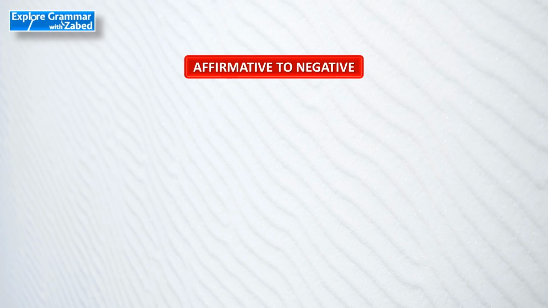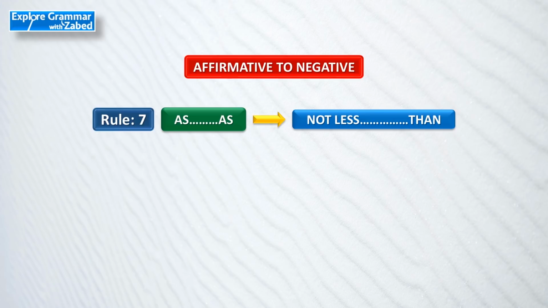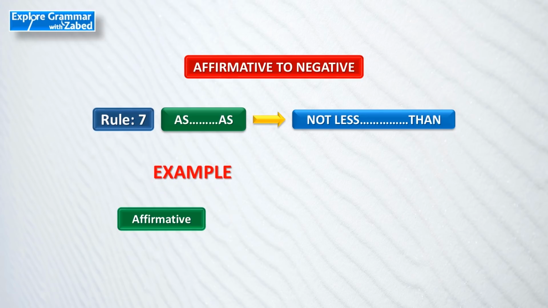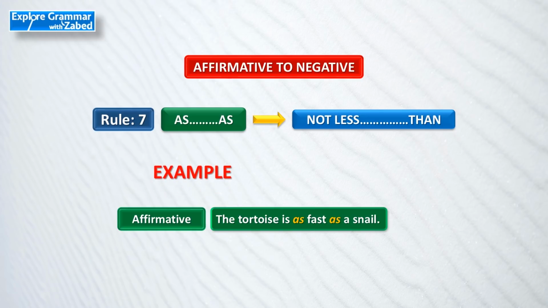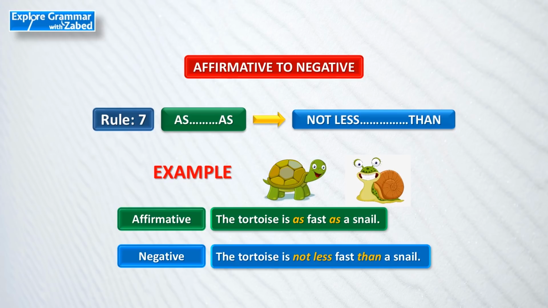As in an affirmative sentence is replaced by not less than in a negative sentence. Let's look into an example of it. The tortoise is as fast as a snail. While converting to negative, it becomes the tortoise is not less fast than a snail.